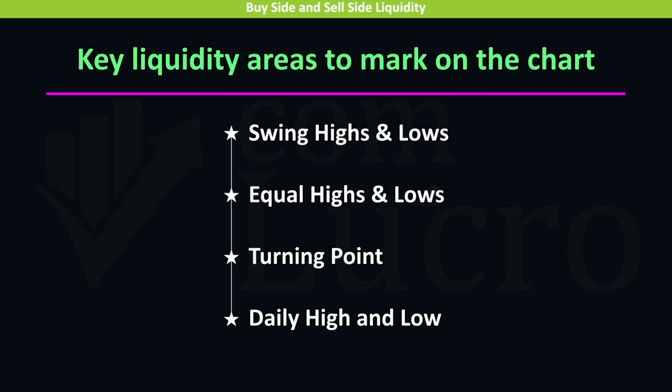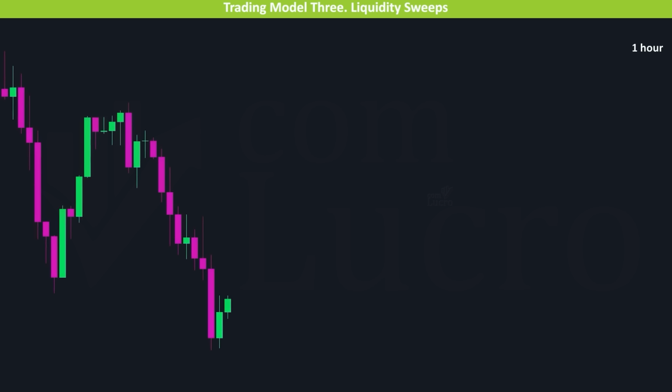With that in mind, not all liquidity levels carry the same importance. Certain conditions make some levels more reliable than others. Liquidity formed around major swing highs and lows, higher time frame levels, or areas where multiple equal highs or equal lows are present tends to be significantly stronger. Now, let me show you how the third trading strategy plays out on the chart.